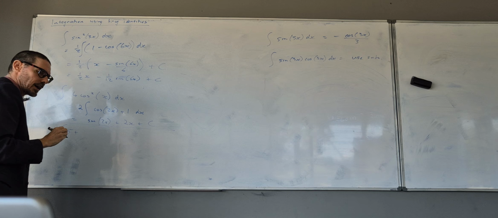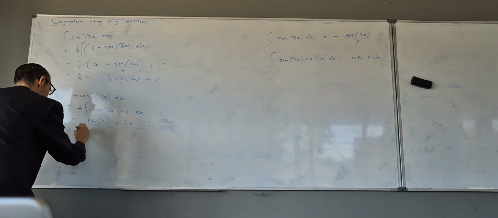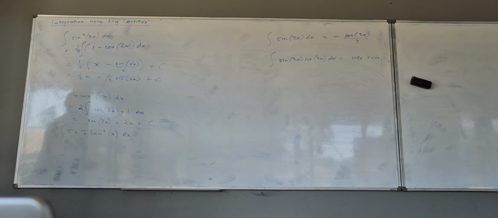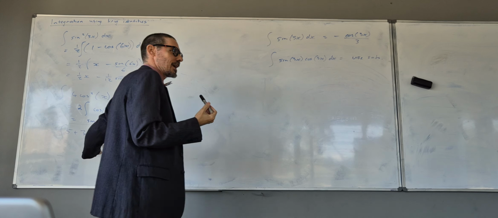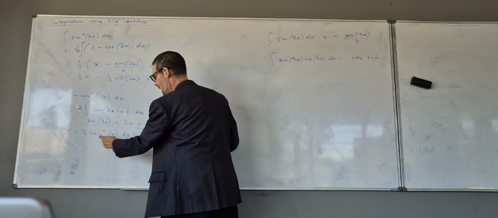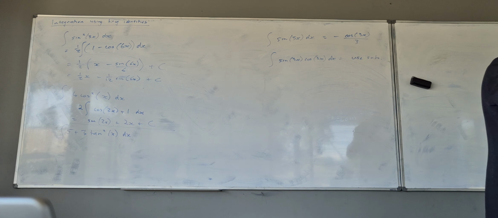Integral of 5 plus 3 tan squared x dx. Have a look at your formula sheet. Can you see an integral for tan squared anywhere on there? On your calculus page? No integral of tan squared. Is there something I can use in my trig identities that I can turn tan squared into for which there is an integral on your formula?